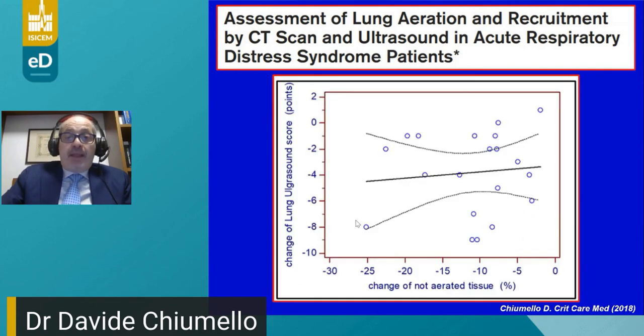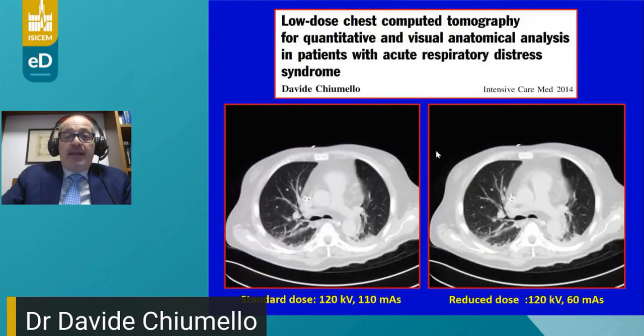And we tried to find a relationship between the change of not aerated tissue from low to high level of PEEP, so the reduction of consolidation, and the change in the lung ultrasound score. We were not able to find any relationship. The last point is maybe we can use a lower dose, a lower amount of radiation when we perform a lung CT scan in our ARDS patients.